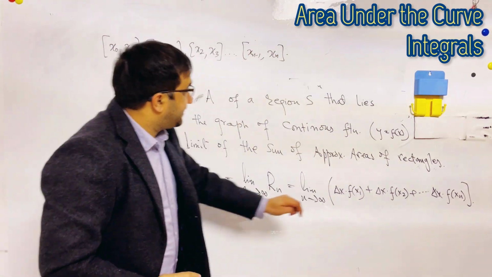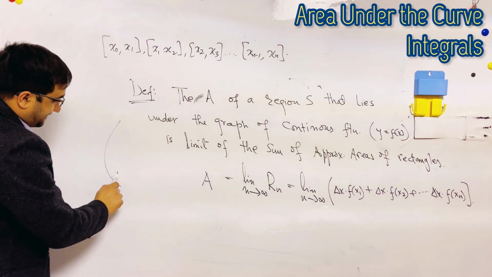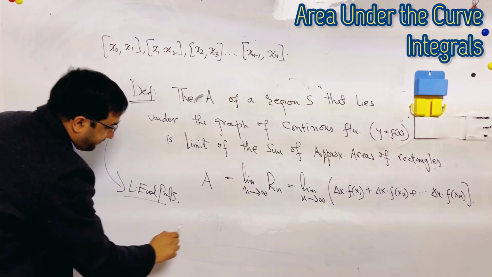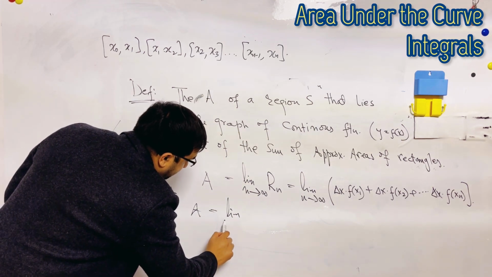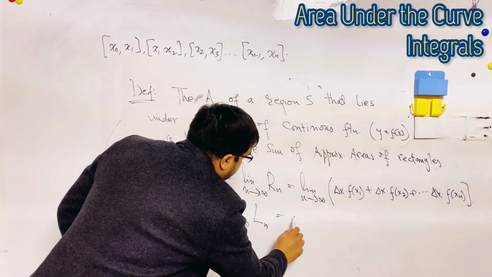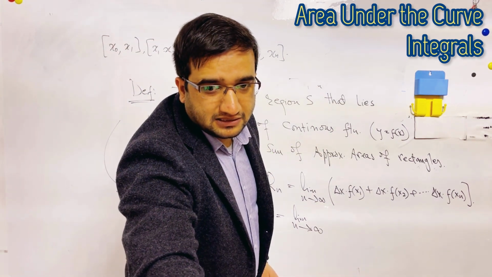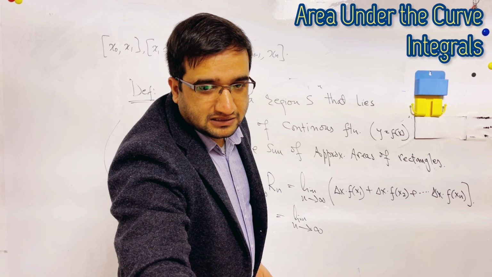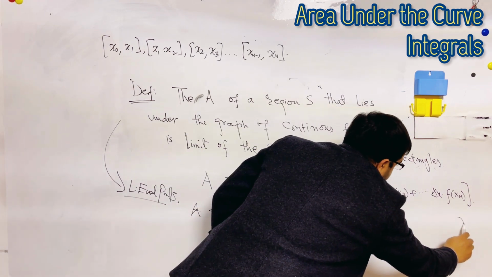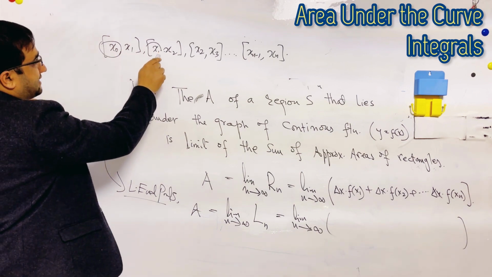This thing I calculated by using the right end points. If I want to write the same definition but using the left end points, the change will be, the area will be limit n approaches to infinity Ln instead of Rn, limit n approaches to infinity. Now here something will change. Now I am considering these points, the left end points.